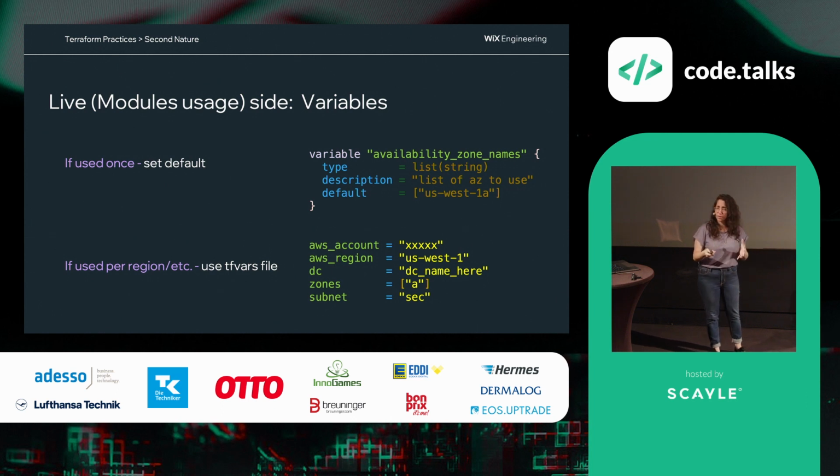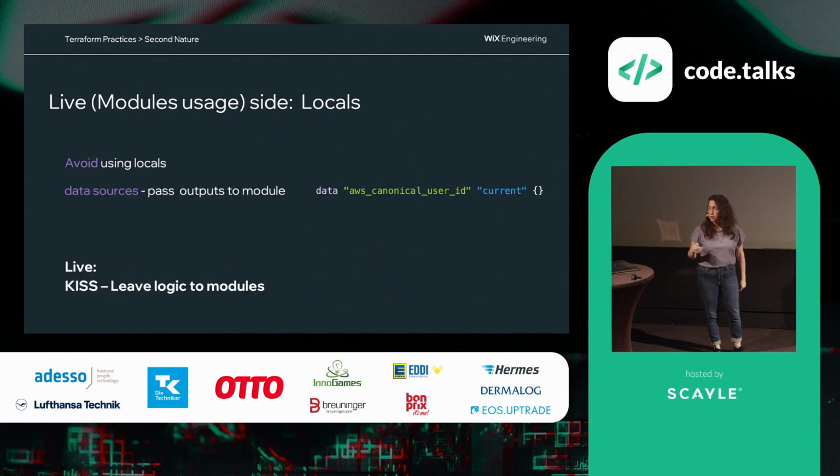So with variables, when you use them once, you can just put a default, and that's that. But when you use them multiple times, or for regions and stuff like that, then you should use a tfvars file that gives you this flexibility. As for locals on the live side, you should really avoid using them, because we aim to keep the live side as simple as possible.